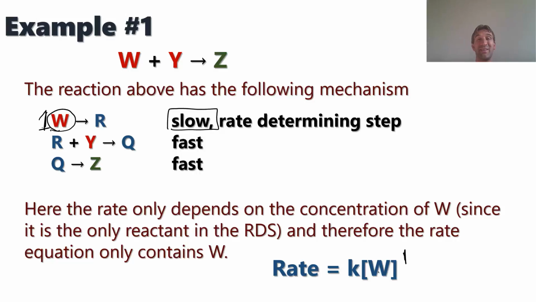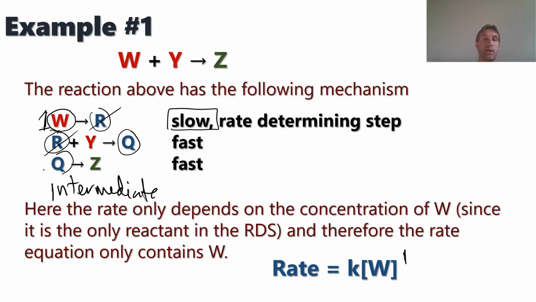Now, a side thing that we want to emphasize here is, remember, R is produced as one part of a step, and then it's consumed in the next step, which means that I can essentially leave it out of the overall equation. This is known as an intermediate. You also see that Q is produced and then consumed, so Q is also an intermediate. And our overall reaction is W plus Y makes Z.